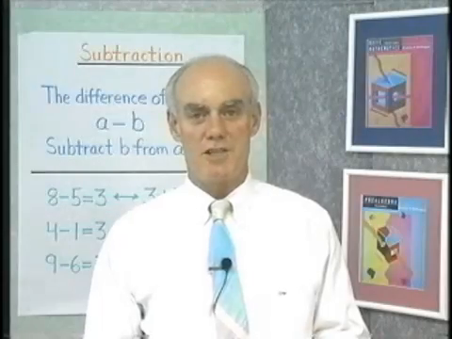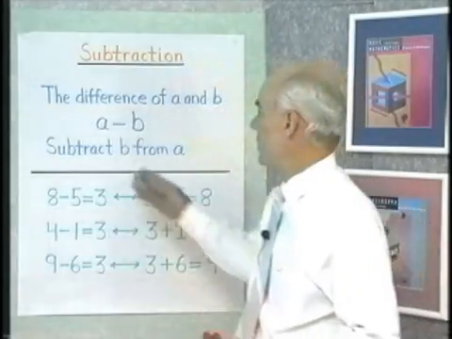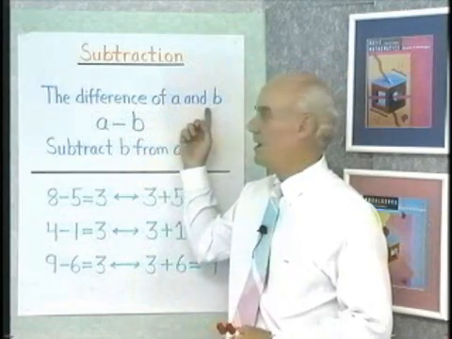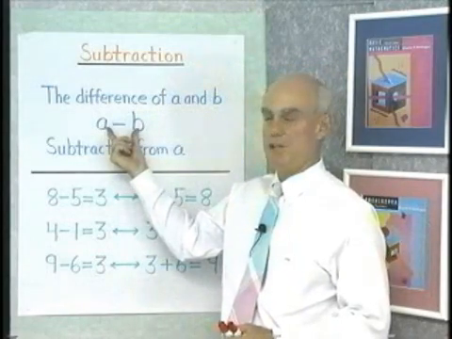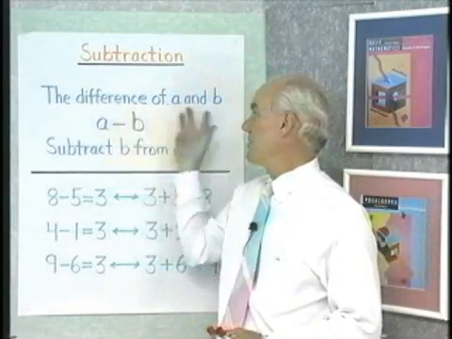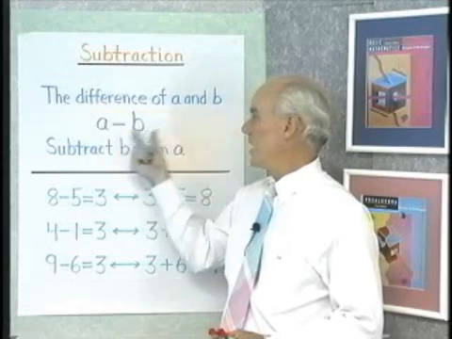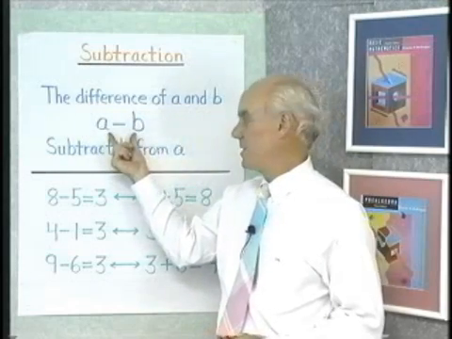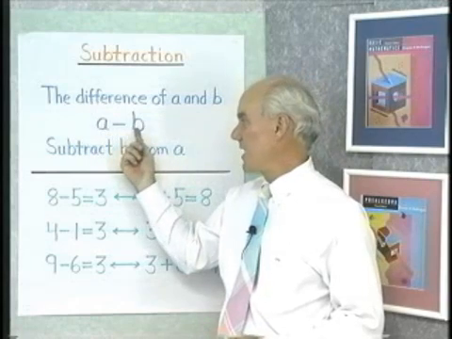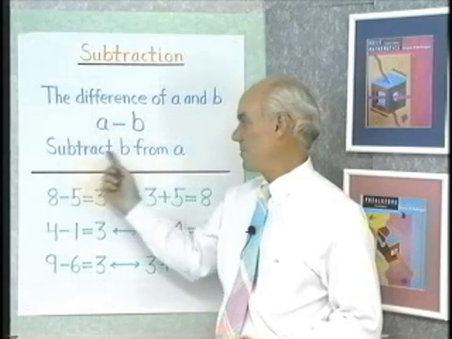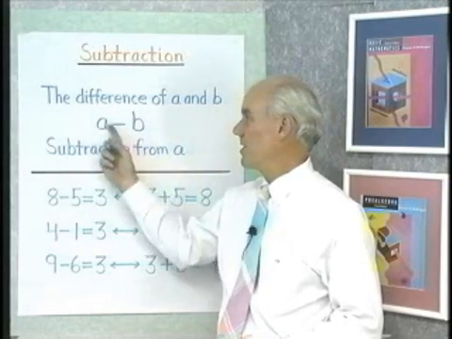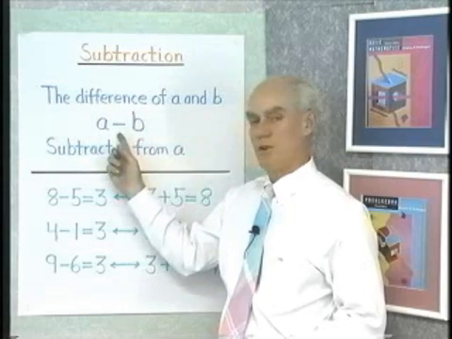Next we want to do subtraction with whole numbers. On the board I've written here that the difference of A and B is A minus B, or A subtract B. So when I say the difference of A and B in words, I mean this in symbols, A minus B. And this is the same as subtracting B from A. So subtract B from A looks like this, or find the difference of A and B looks like this.